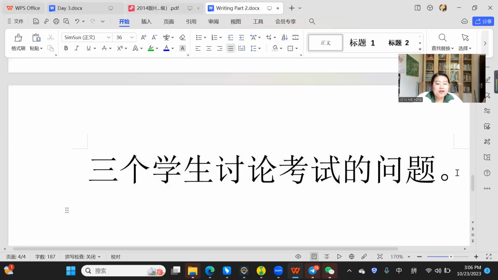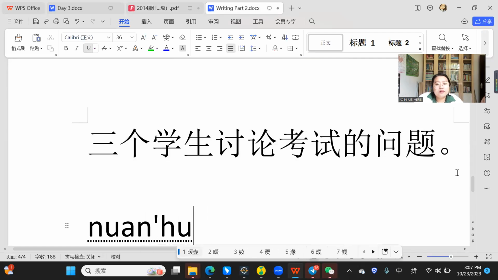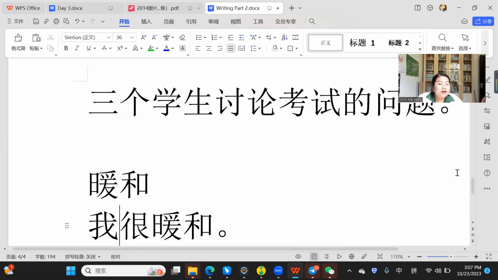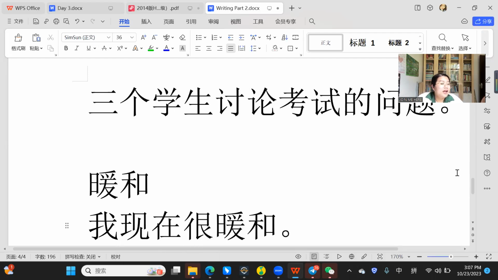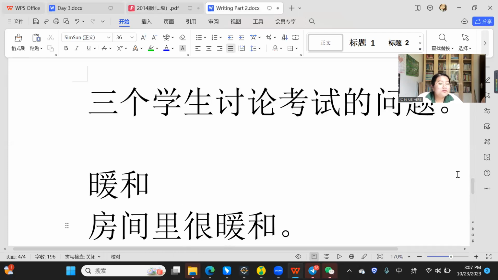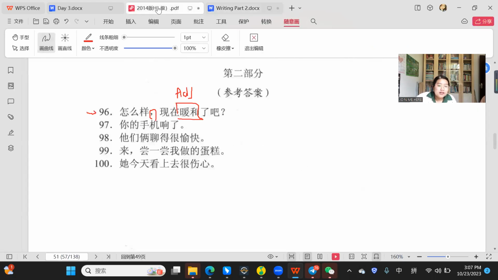For example, 暖和 is adjective, right? So you can say 很暖和, right? And then what you can say? 我现在很暖和. And you can even say 房间里 because 房间里 can be used as subject. So subject, adverb, adjective, 房间里很暖和. It's okay now.